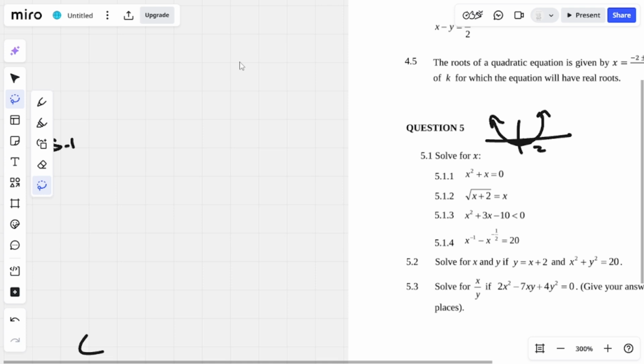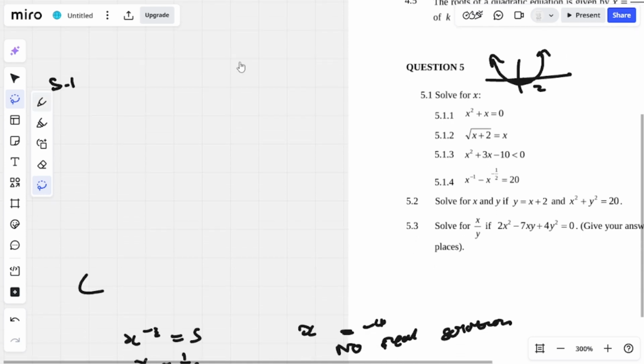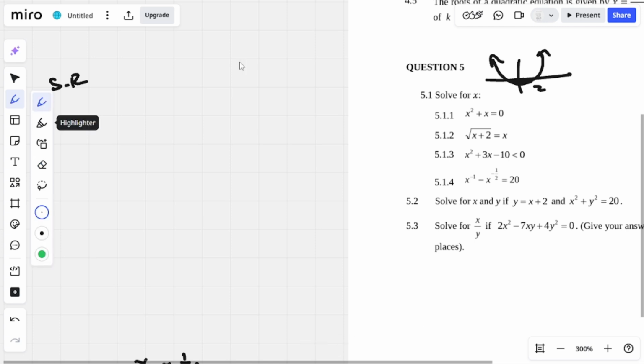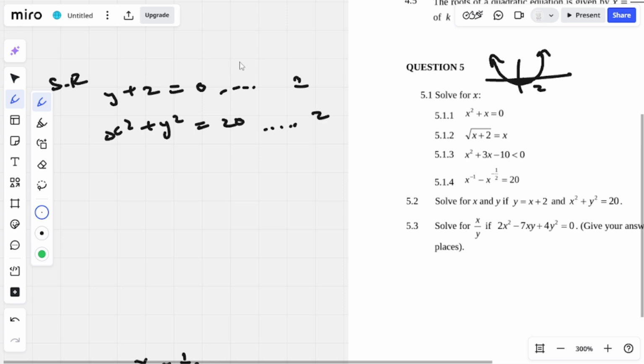Good. Now, coming back to our question and looking at 5.2 now. This is a simultaneous equations question whereby we are asked to solve for x and y if y is equal to x plus 2 and x squared plus y squared is equal to 20. To solve this, you firstly have to note down your equations. You're saying y equals x plus 2, that's your first equation, and x squared plus y squared is equal to 20. That's the second equation. It's important to do this because you're going to create the third equation.